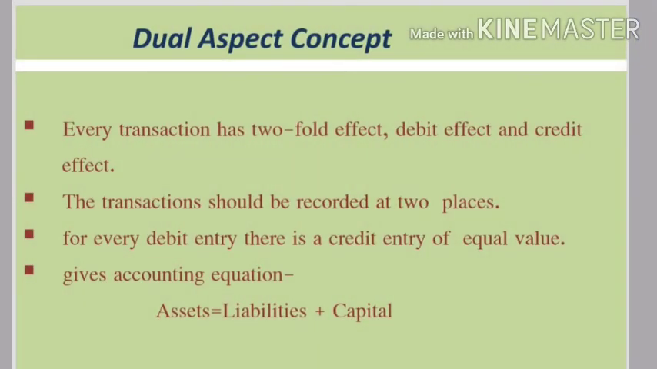The next concept is dual aspect concept, which is also known as double entry principle. This principle states that every business transaction has two effects. Two accounts are affected in every business transaction. That means you will have debit aspects and credit aspects. And the value of debit aspects is always equal to the value of credit aspects. And both these aspects are recorded in the books of accounts, once on the debit side and again on the credit side of another accounts.